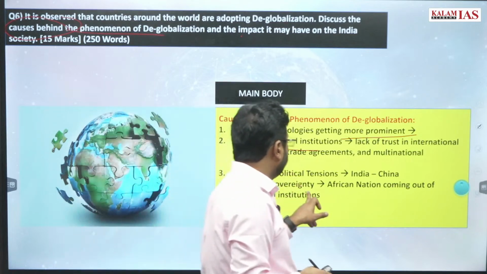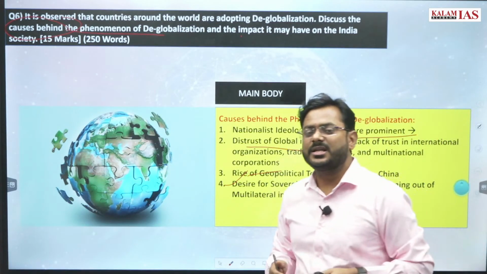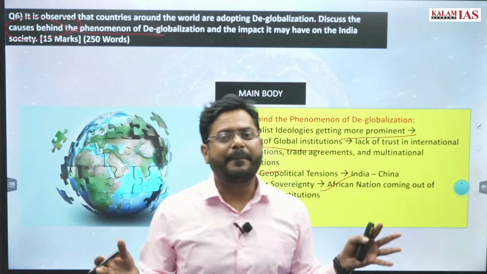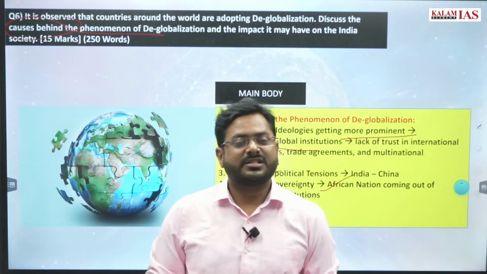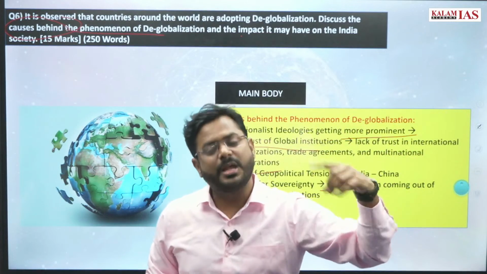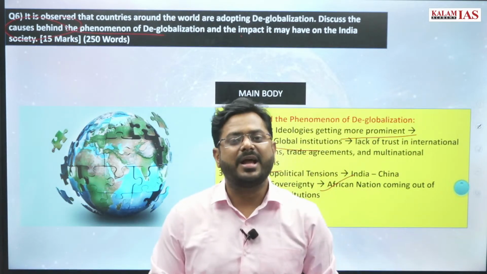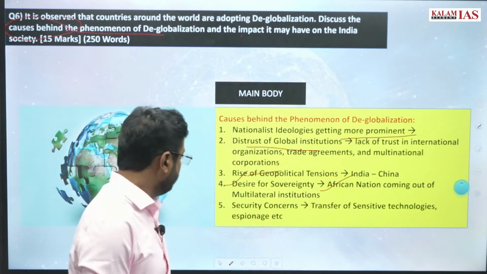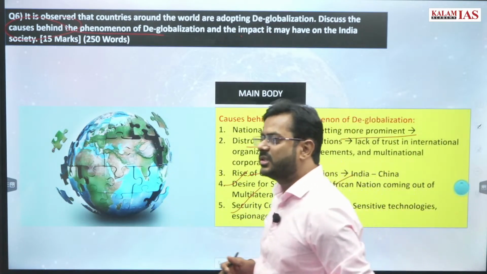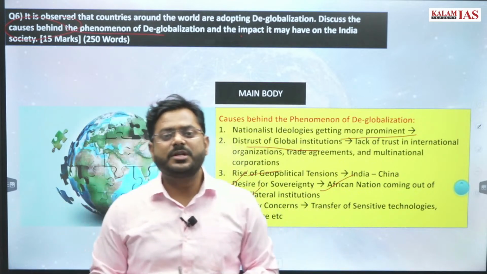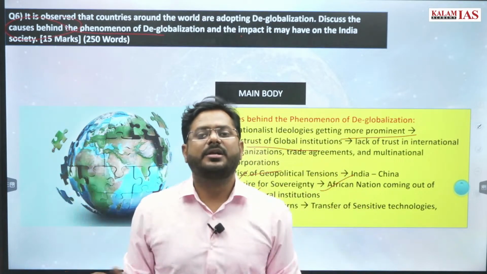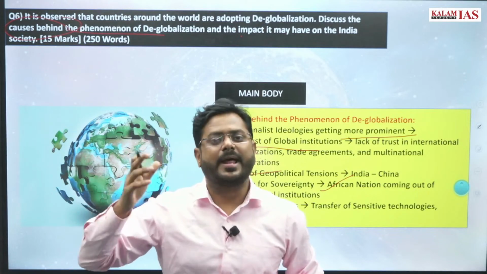Then the desire for sovereignty, for example, African nations are coming out of the International Criminal Court, right? Because they feel that they have been exploited and discriminated against. For the same issue on which developed nations have been set free, African nations have to pay heavy fines, heavy penalties, right? Then there is the security concern: the transfer of sensitive technologies, espionage, all these things, because of which the whole world is concerned, and because of this concern they want to protect the country from outside, and this is deglobalization, right?